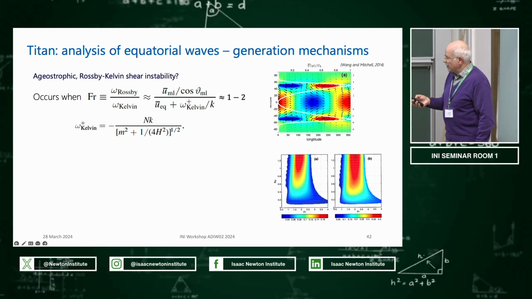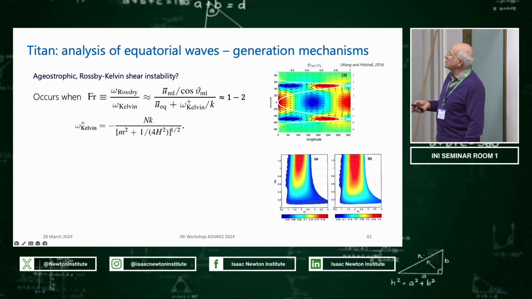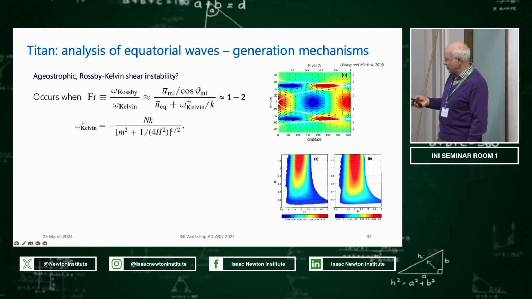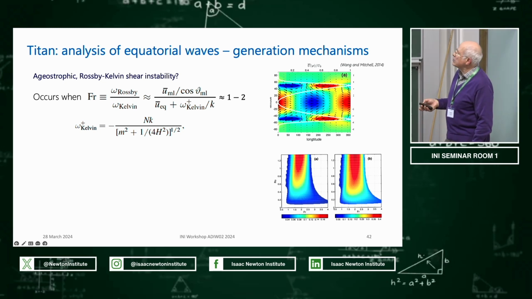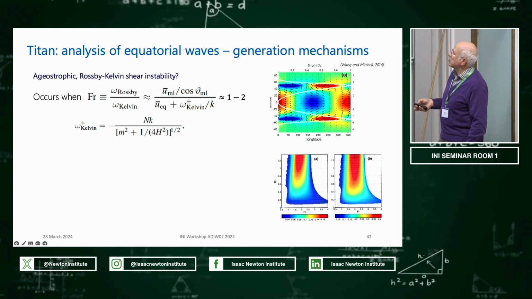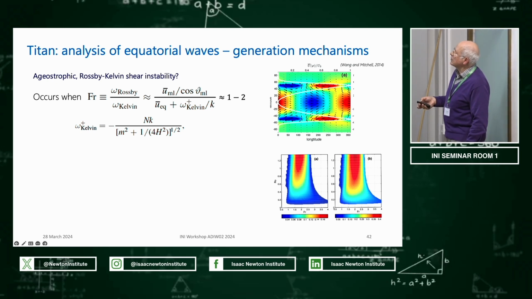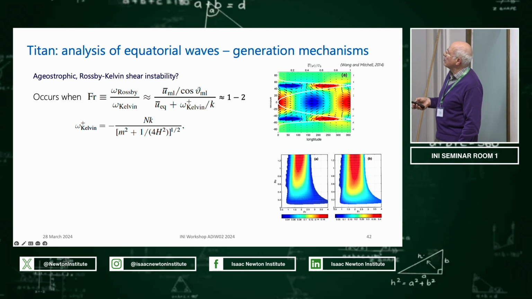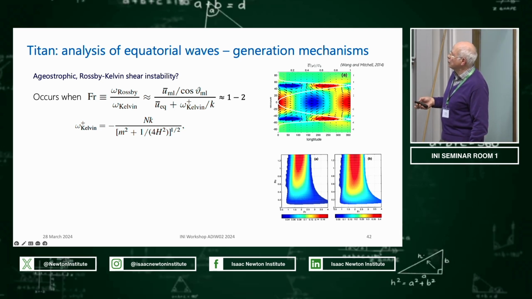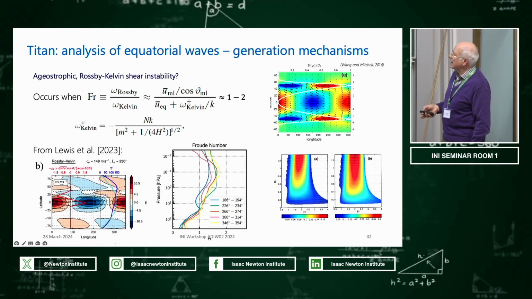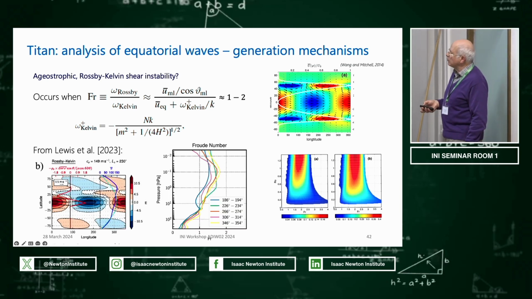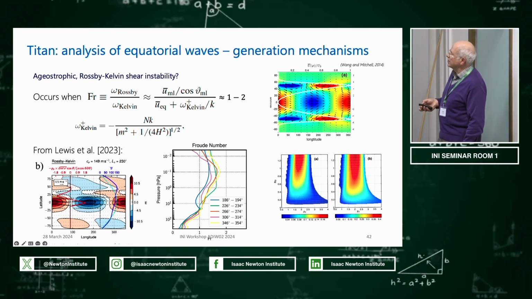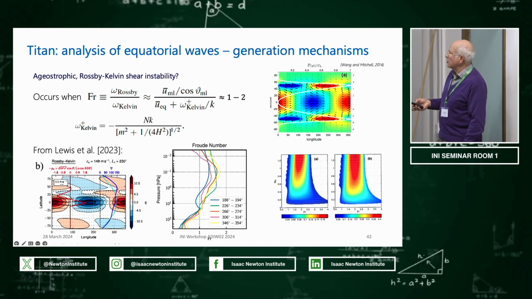The relevance of this Rossby-Kelvin instability is confirmed if you look at the diagnosed frequencies of the Rossby and Kelvin wave and the corresponding Froude number. This instability occurs if this Froude number lies between values of 1 and 2. Diagnosing within the numerical simulation, it turns out that within Titan's stratosphere, as modelled here, that condition is robustly satisfied for most of Titan's year.